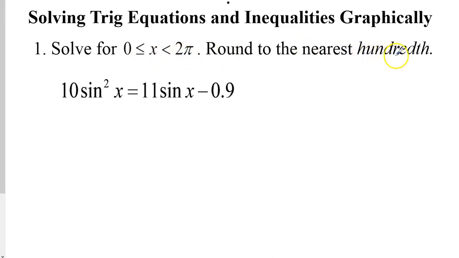We're also going to round to the 100th. It's unlikely that we'll necessarily get exact values here. That's why we're using the calculator. So the first step is we're going to want to get this into standard form. In other words, let's get a 0 on one side so we can look for the zeros, the x-intercepts of this function.